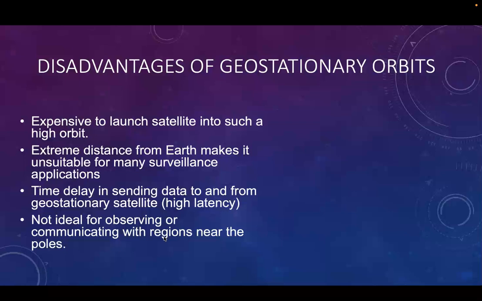Also, extreme distance from the Earth makes it unsuitable for many surveillance applications. So as I said earlier, because it's so far away, even with the best cameras we have currently, each pixel on your image is about 10 meters. So you can't use it, as some surveillance satellites can, to pick out individual cars on a street in Iran or something like that. It doesn't do that. So it's okay for meteorology, but not okay for military and spy surveillance stuff.